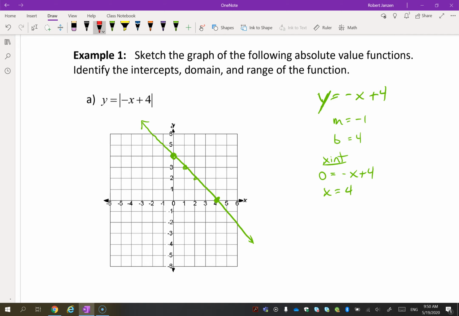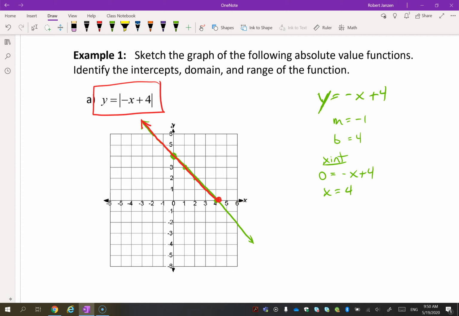Okay, so that's the graph of y equals negative x plus 4. Now let's take the absolute value of that. Alright, the easiest way to do this is wherever the graph is positive, it will still be positive. Then at the critical point, we're going to take this and we're going to move it up there.